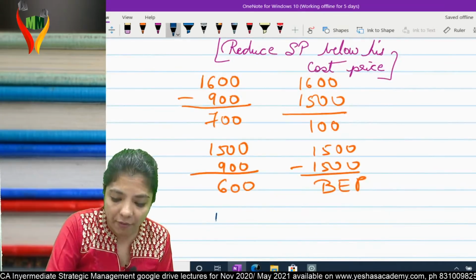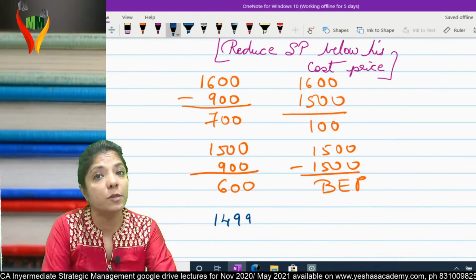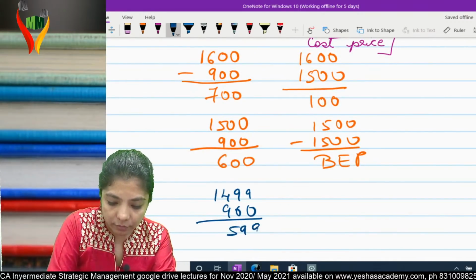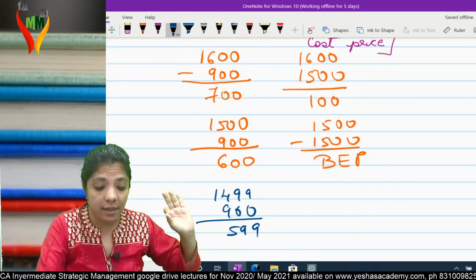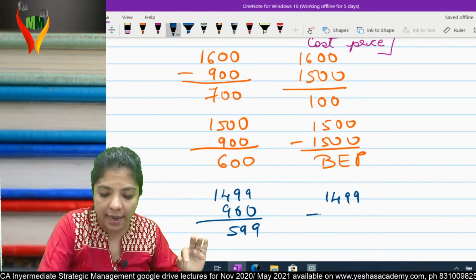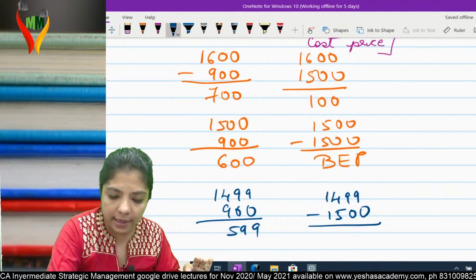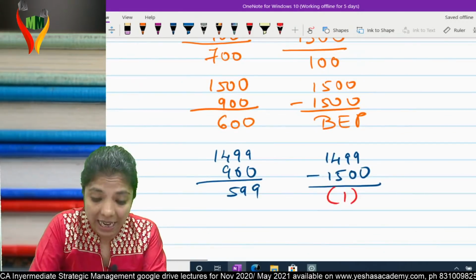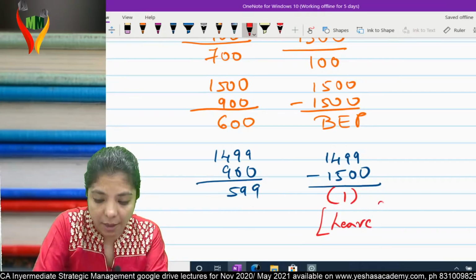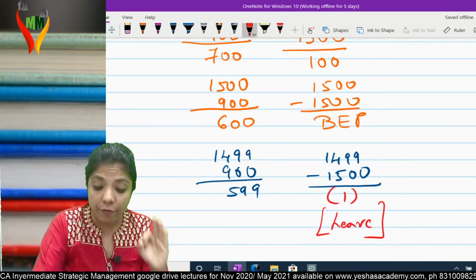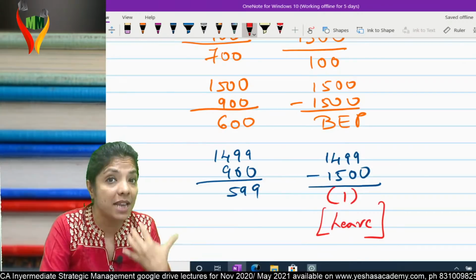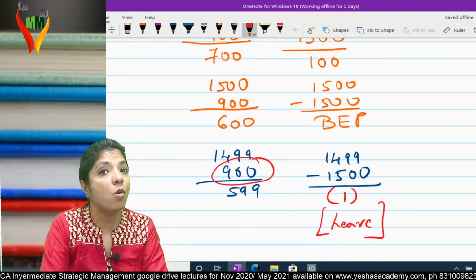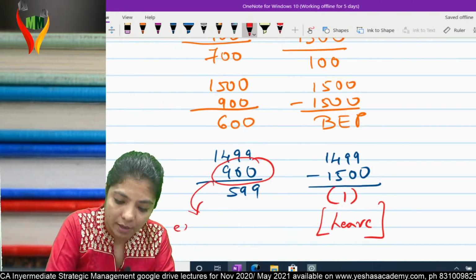Suppose I've done 1499, just reduced by 1 rupee, with my cost at 900. So my profit is 599, and when I did 1499 and he is at 1500, he is getting a loss of a rupee. Now he cannot sustain. He will have to leave. So for the new entrant, why was I able to compete with him? Because my cost is less. And why is my cost less? Because of my experience.